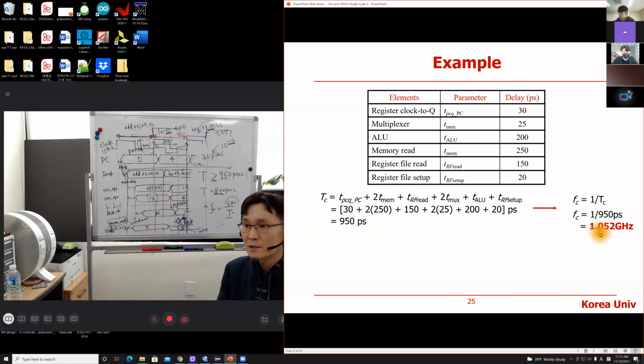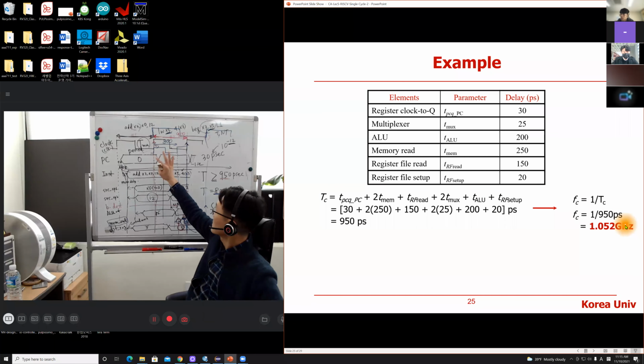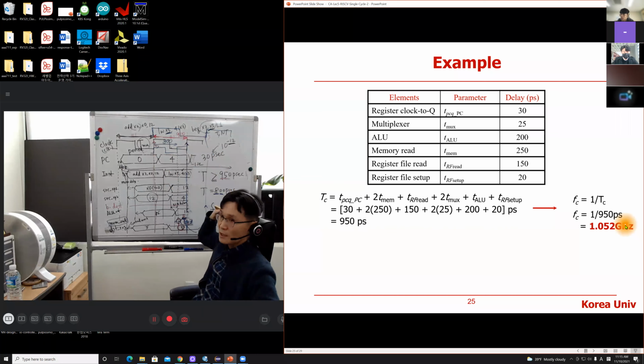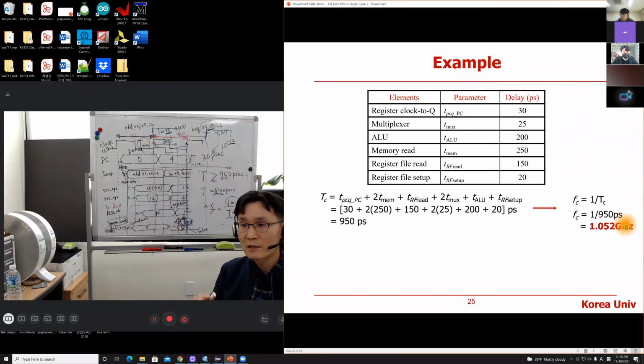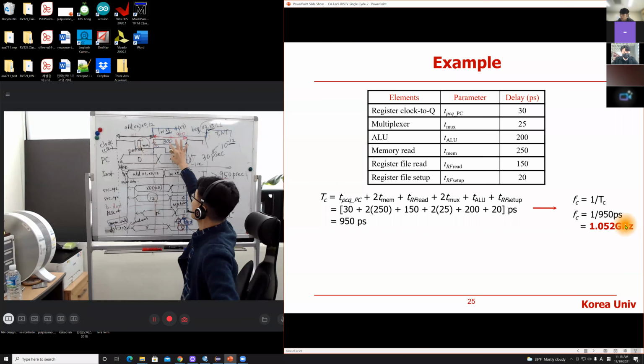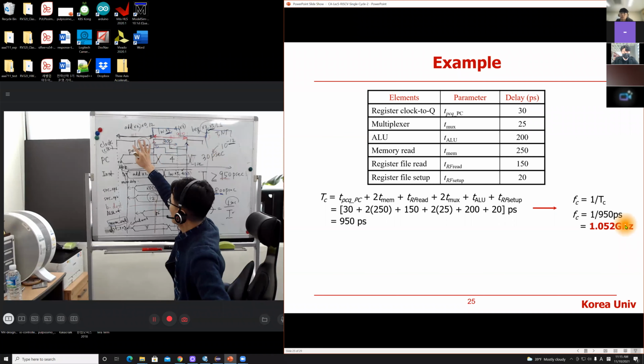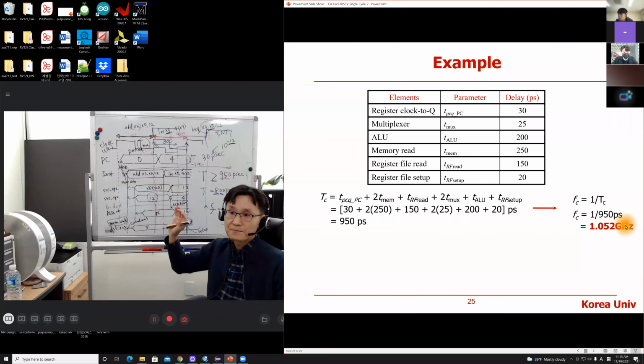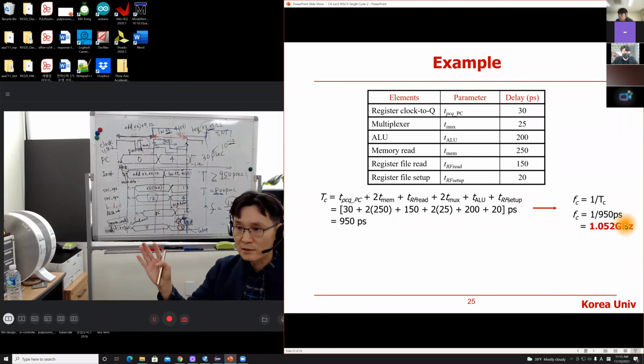So if you plug that number into that equation, roughly 1 gigahertz. That means in Korean, 10억 T's, right? 1 billion clock cycles here in 1 second. First clock cycle, second cycle, 1 billion clock cycles you have in 1 second. Okay.